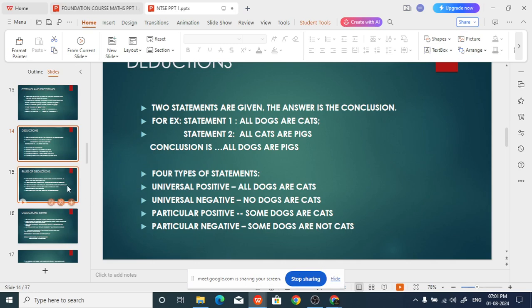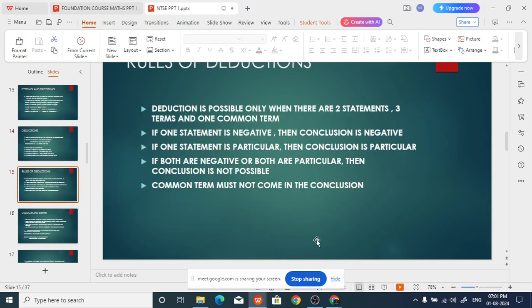Okay. Now I request Nega, can you read these rules of deductions? Yes, sir. Deduction is possible only when there are two statements, three terms, and one common term. One minute.